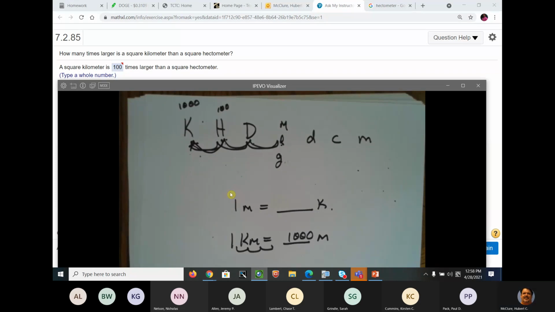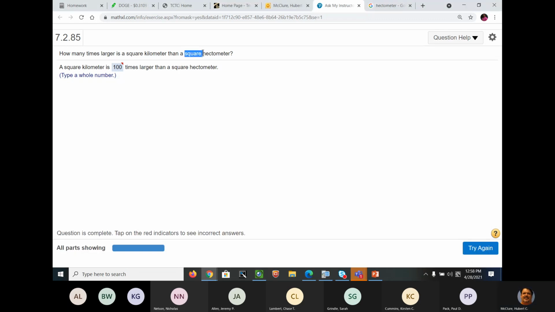I didn't read. Okay, now I see it. Keyword what? Square. I like that word. They're talking about area. Nobody talks about hectometers. Nobody. In America, we talk about acres. It says how many times larger square. I didn't see the word square. So square and square, that is area.